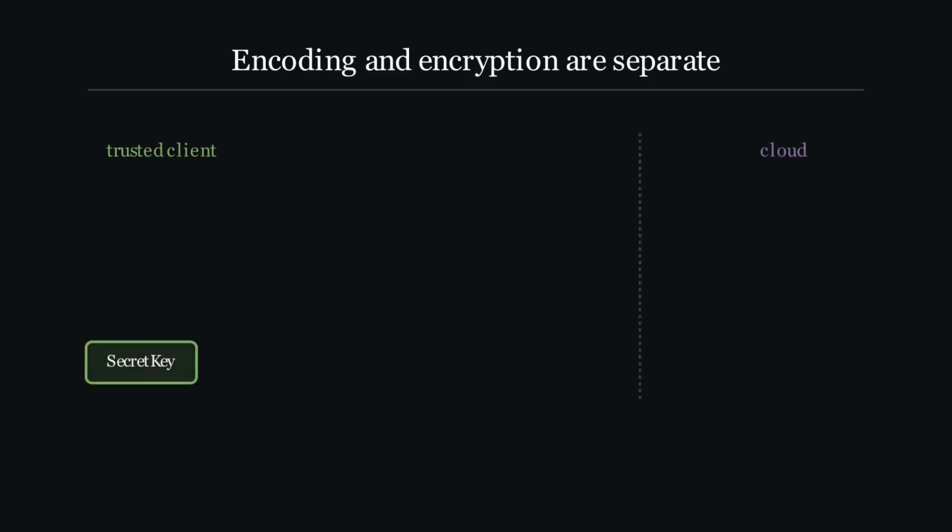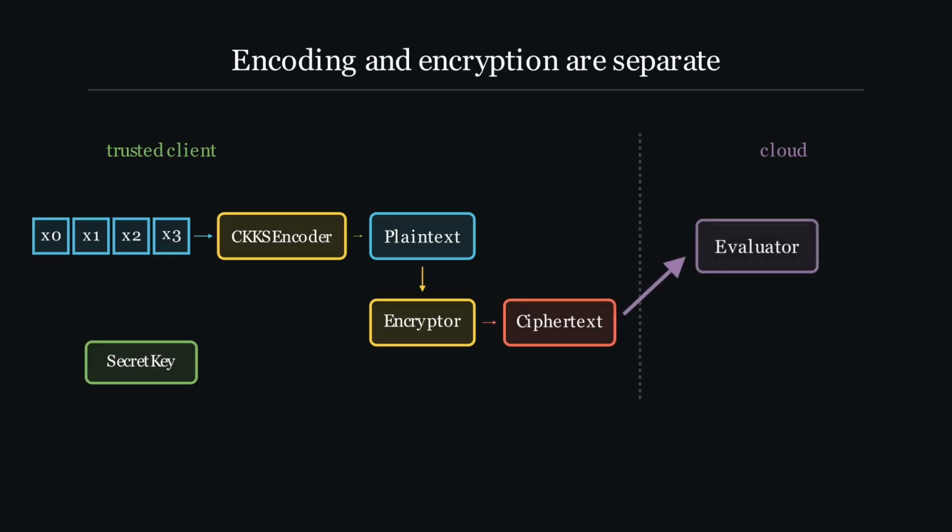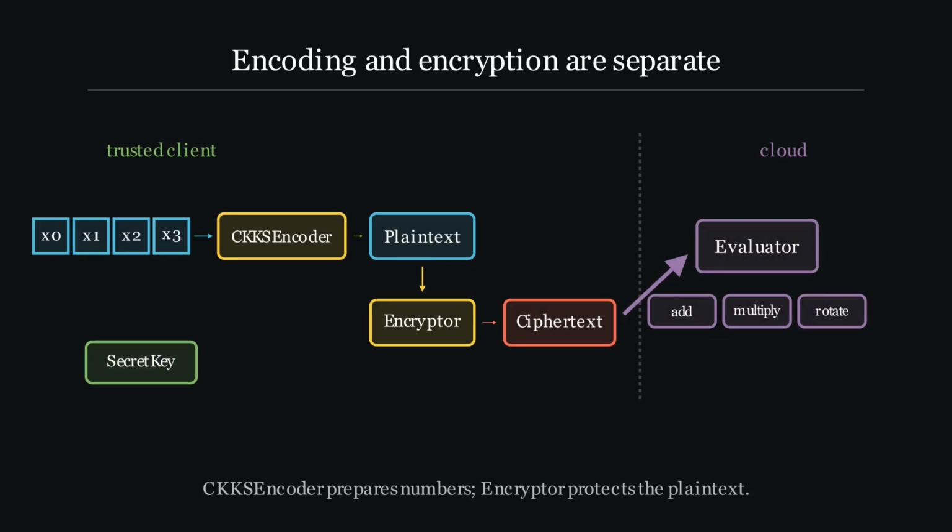Encoding and encryption are separate transformations. On the client, a numerical vector enters CKKS encoder and becomes a plaintext ring representation at the plan scale. Encryptor then uses the appropriate key to randomize that plaintext into a ciphertext. Only the ciphertext crosses into the cloud region, where evaluator can add, multiply, or rotate it.